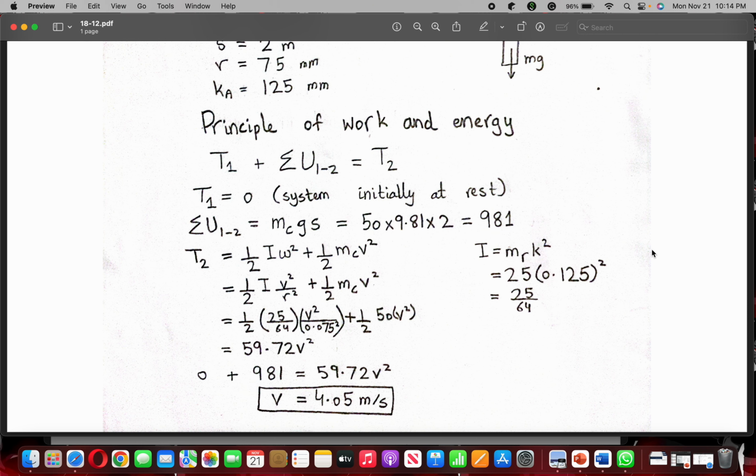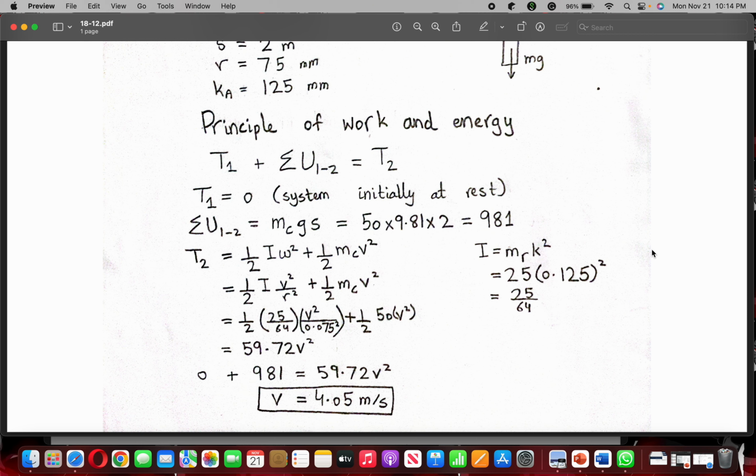We put it back in the equation. We convert omega squared into velocity over radius, whole squared, and we know the radius of the reel, so we put the radius over there, but we don't know the velocity, which we are finding. And then we further simplify that equation and we get 59.72 v squared.